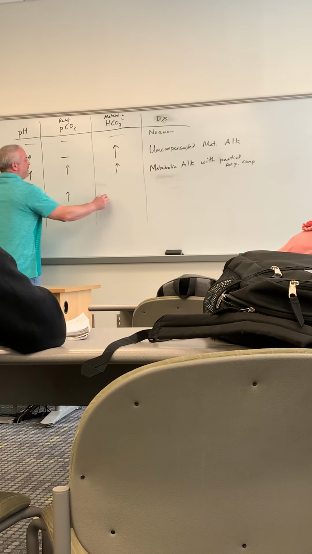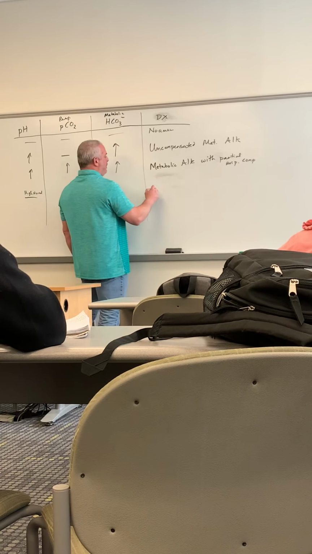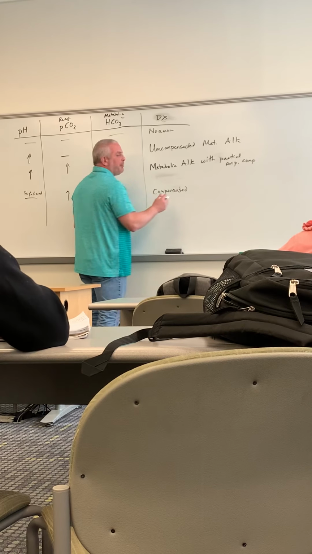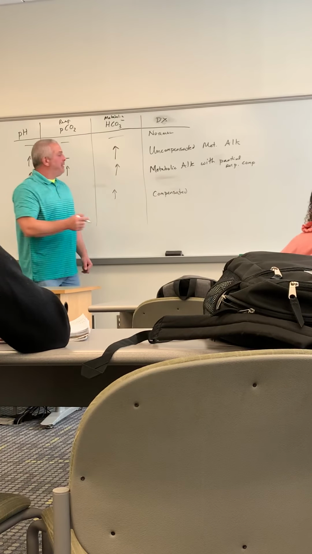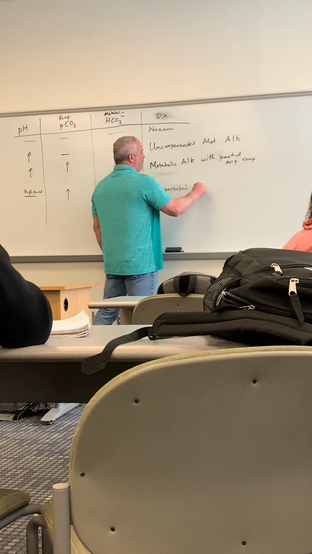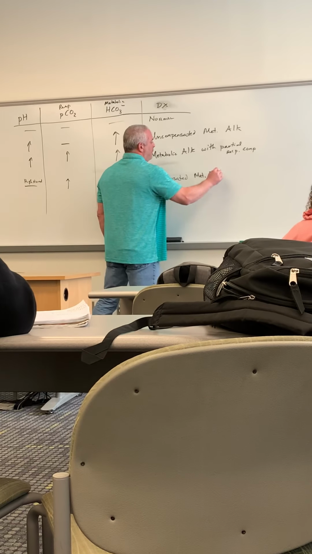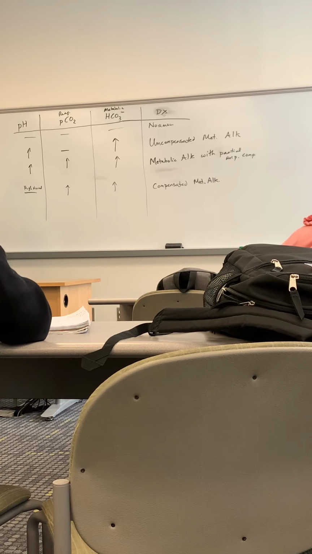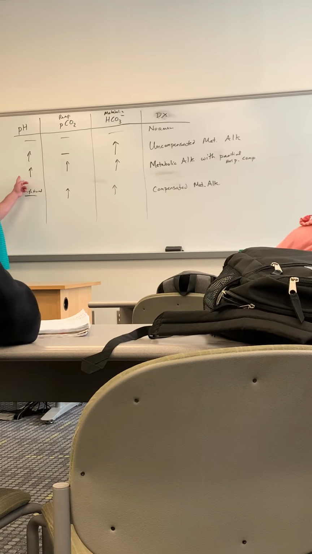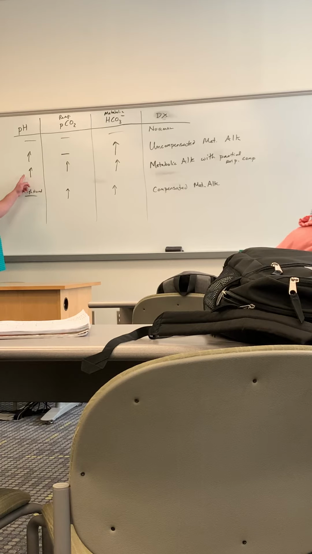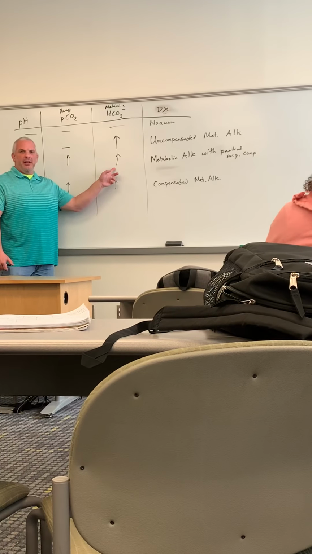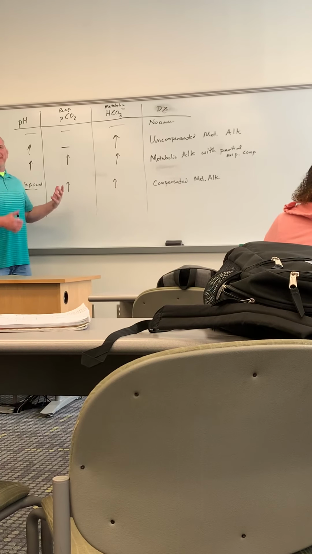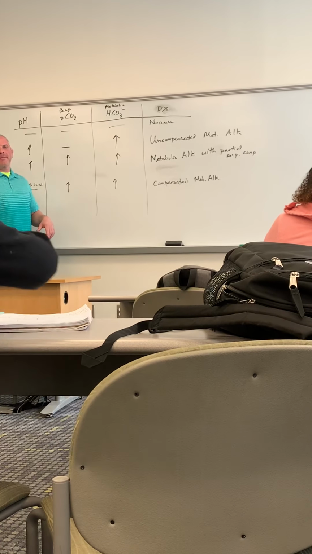This is up, this is up. That would be compensated. Sometimes you'll see fully compensated metabolic alkalosis. So partial respiratory compensation means it's metabolic alkalosis because of the kidneys, and your respiratory system is trying to bring the pH back to normal by hyperventilating.